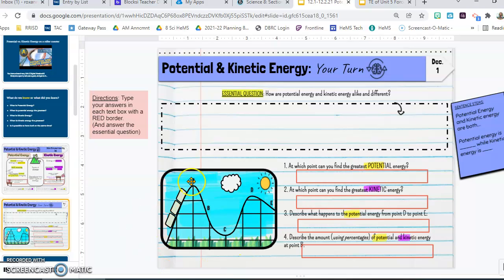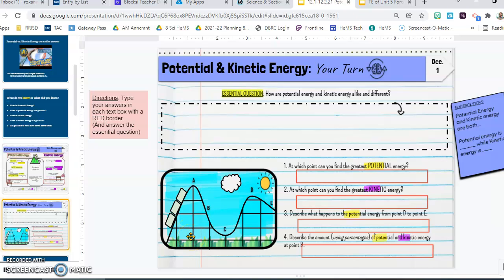So we're here. So question 1, at which point will you find the greatest potential energy? And you're going to just type it in that box. And at which point can you find the greatest kinetic energy? Then I want you to describe what happens here in 3 when the potential energy goes from D to E. So we're coming back to potential energy and we're going into kinetic. And then I want you to describe the amount, using percentages, of potential and kinetic energy at point B. And I'm going to wait. You can pause the video here and answer.